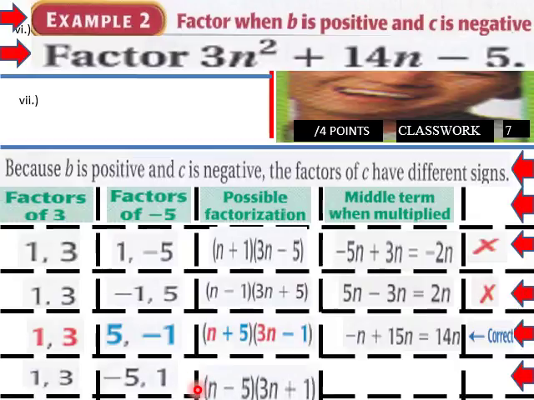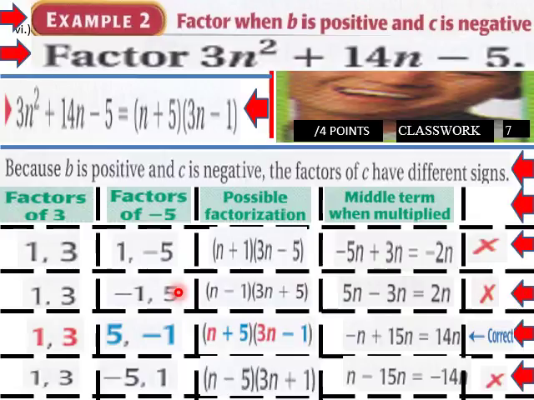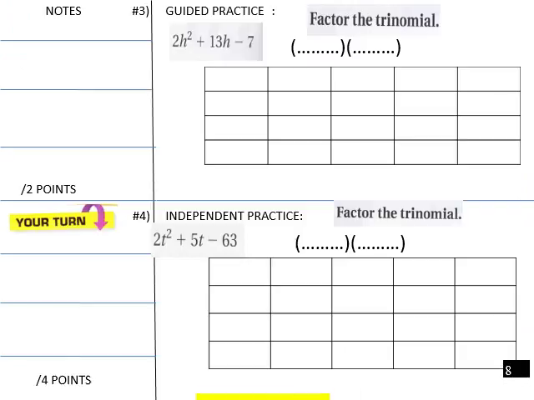So 1 and 3, negative 1 and 5. The sign's wrong on this one, so it would have to be this here. The correct factorization would be n plus 5 and 3n minus 1. I mean, that's almost like the literal process. You could do this mentally, too, when you get good at it. Okay, factoring our trinomial. We're going to do this one. Students, this is yours. Pay attention.